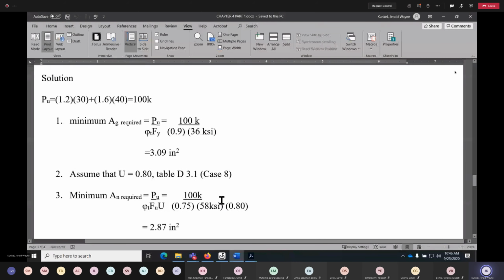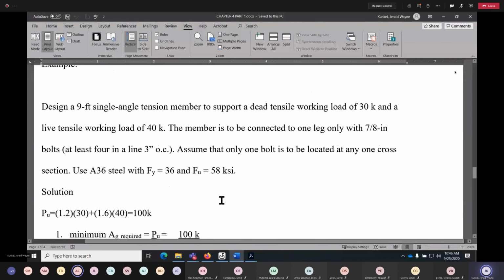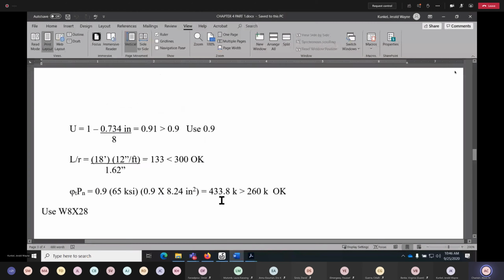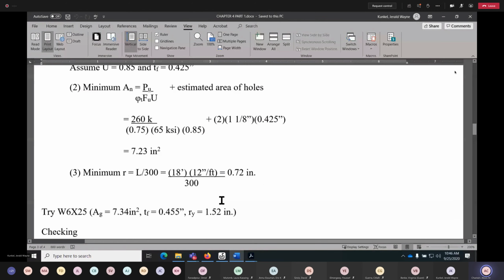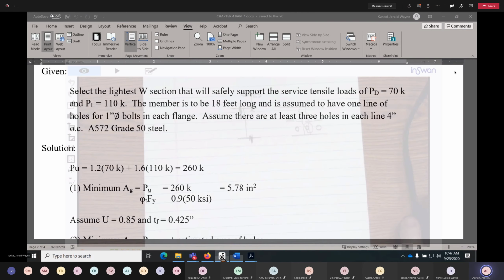Here's another example. This one, yeah. That question, just so I understand, in the very beginning, why did we only calculate for 2 holes? It says there was a line in each flange, and I know before when it said that we did it 4 holes because there's 4 flanges in a W section. So how do we decipher if there's only 2 holes or if there's 4 holes?